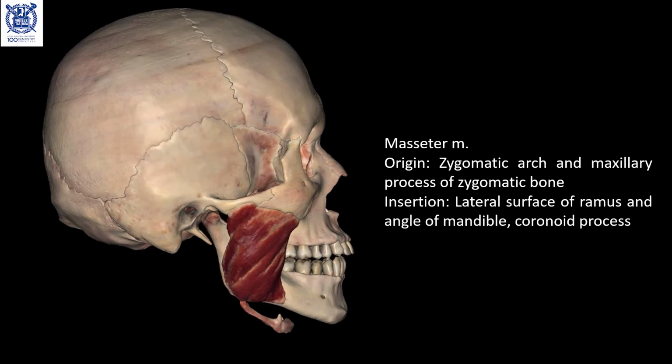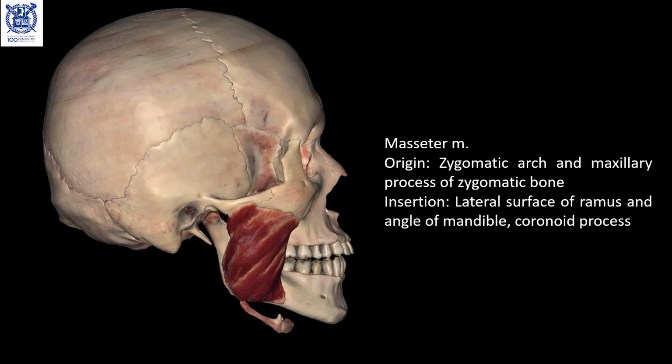The superficial head, the larger one, arises by a thick tendinous aponeurosis from the temporal process of the zygomatic bone and from the anterior two-thirds of the inferior border of the zygomatic arch. Its fibers pass inferior and posterior to be inserted into the angle of the mandible and the inferior half of the lateral surface of the ramus of the mandible.